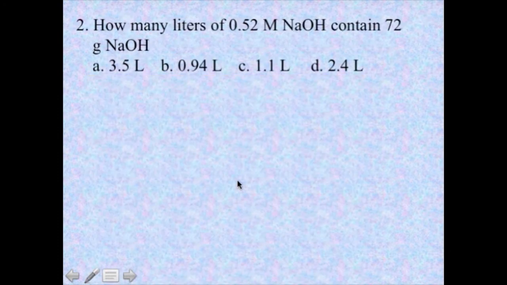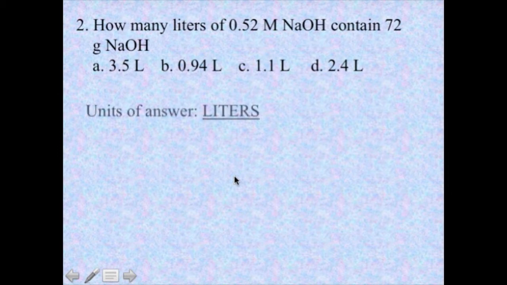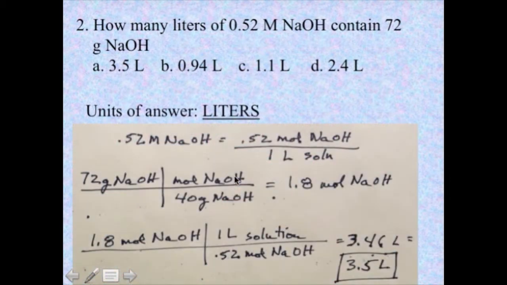How many liters of 0.52 molar NaOH contains 72 grams NaOH? Pause and come back and we'll discuss it. Okay, the unit of the answer is liters. That's our goal. And 0.52 molar NaOH is 0.52 moles NaOH per liter of solution.